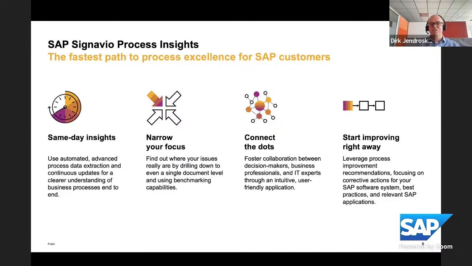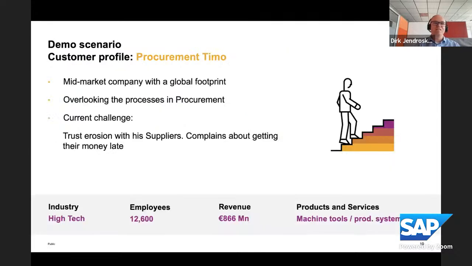So this is the idea about SAP Process Insights. To put some more meat on the bone, I would love to show you a bit about the product itself. And for this, I have set up a demo scenario.